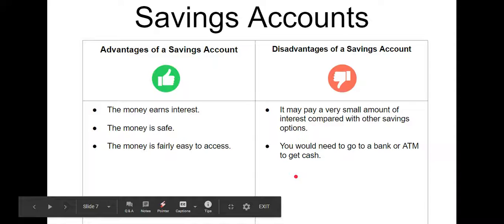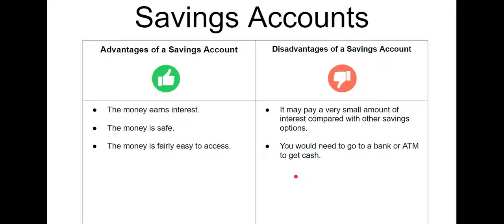All right, so one of the things that you may have at some point, if you don't already, is a savings account. A savings account is a place that you can put money back. And then at some point, if you wanted to take that money out, it's still your money, but you could take it out, while allowing it to be in a safe place. So the advantages of a savings account are that the money earns interest, or it makes a little bit of extra money while it's in that account. The money is safe. It's put away somewhere. It's not just laying out at your home. And the money's fairly easy to access.